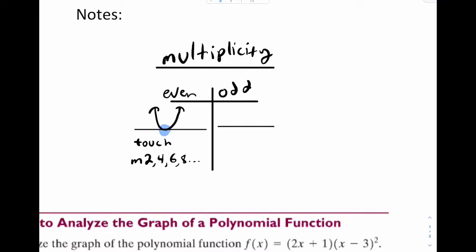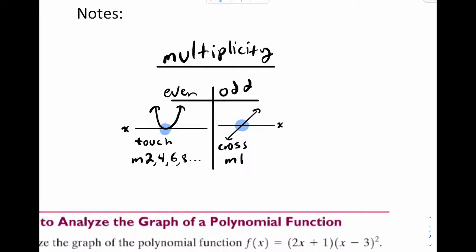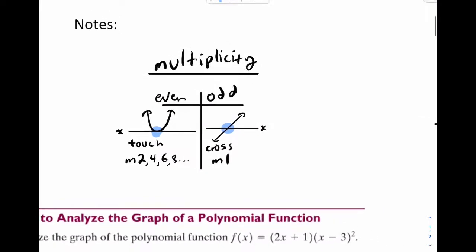Now if it's odd, that's when we have something that looks like this. And we're focusing on the axis right there. So this is your x-axis. And notice how it's going to cross. And it looks like this, like a line right here, when the multiplicity is 1. So write M1 right there. We do need to make a distinction if the multiplicity were 3, 5, 7, ... So every odd number past 1.